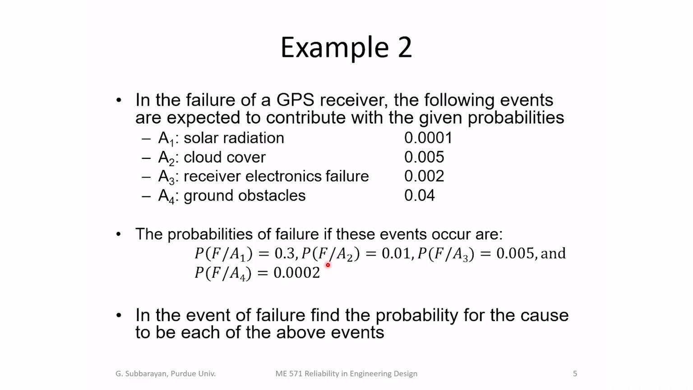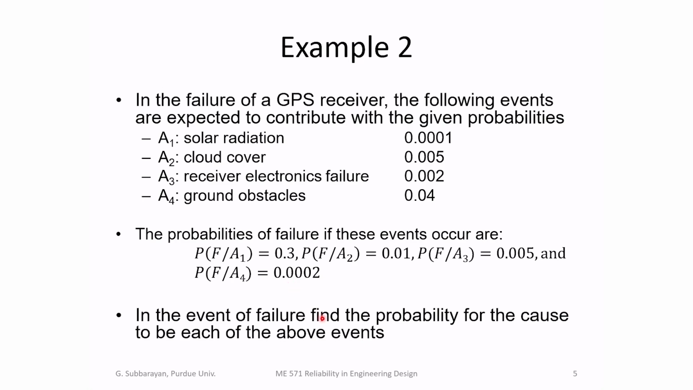If you had cloud cover, what's the probability of not receiving a signal? And we estimate that probability to be 0.01. And these numbers are all made up numbers. You can next ask, if I had receiver electronics failure, what's the probability of not receiving a signal, 0.005. These numbers are, like I said, made up numbers. And similarly, ground obstacles, what's the probability of failure of the system? You can say it's 0.0002.